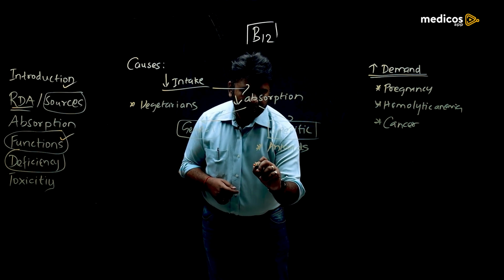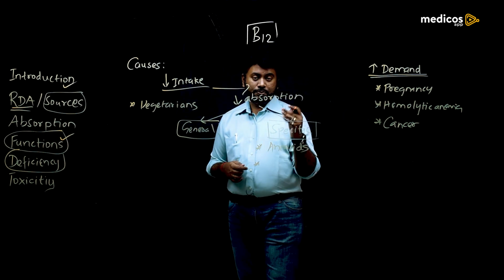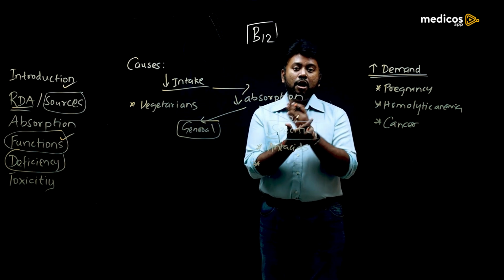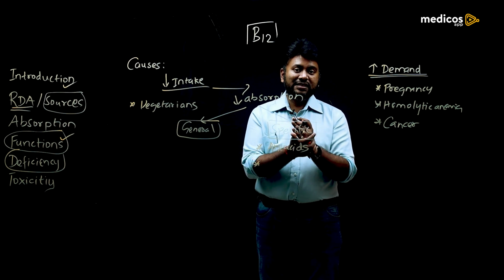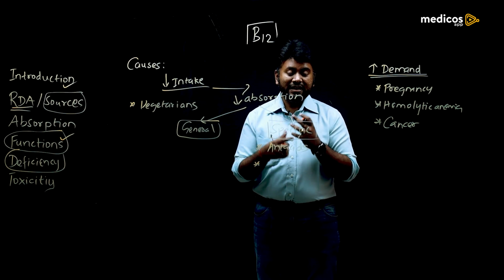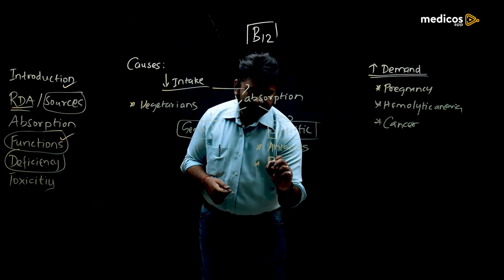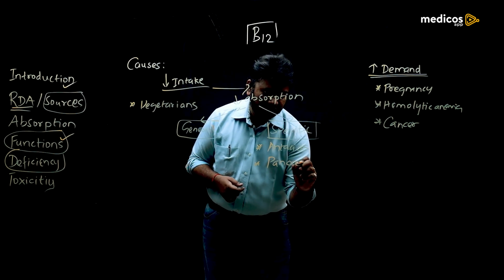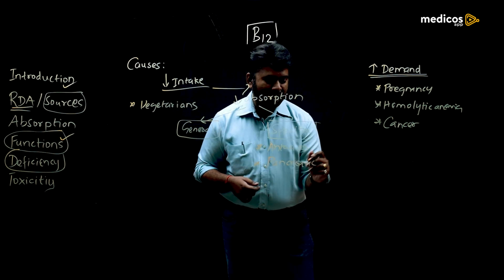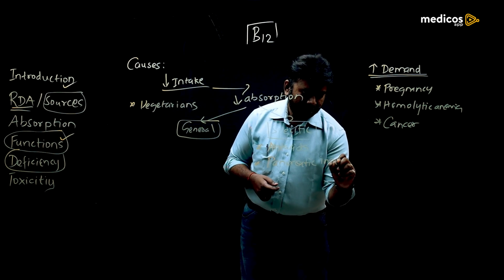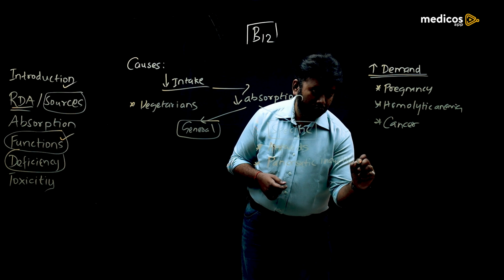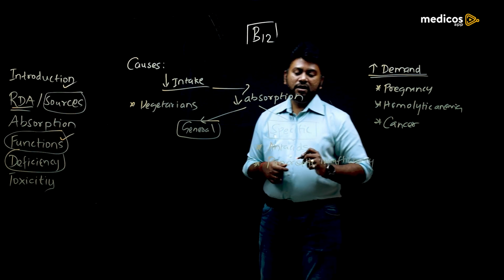Second, we also need trypsin, which digests the protein-bound cobalamin in the intestine and releases the B12. Only then can it bind with the intrinsic factor. So whenever there is a pancreatic disorder, pancreatic insufficiency, with decreased production of pancreatic enzymes like trypsin, that can also lead to vitamin B12 deficiency.